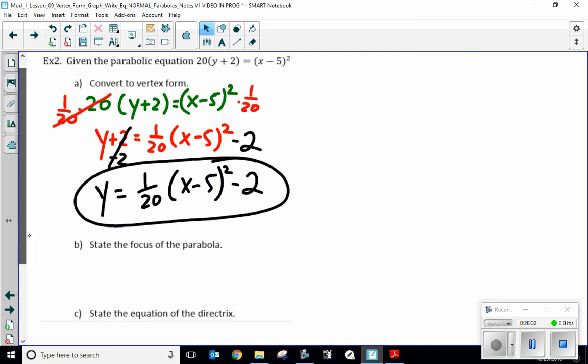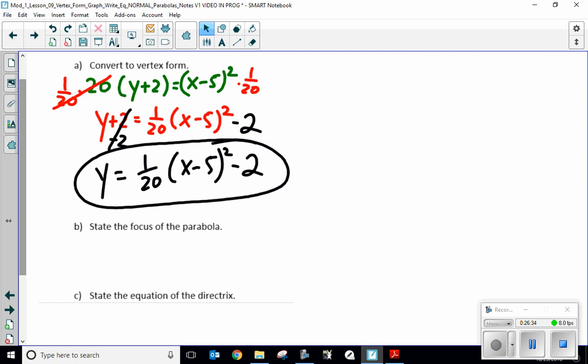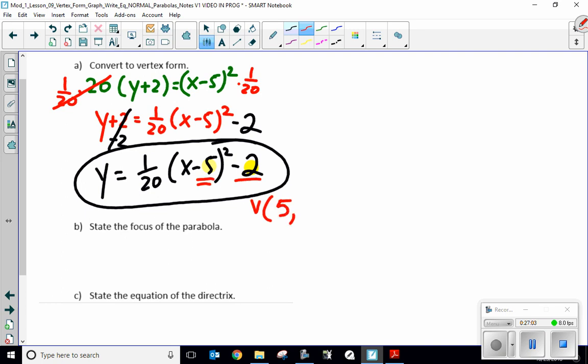Now, they ask us to state the focus of the parabola. They're not asking us for the vertex, but do we need to find it? We do. We need to find the vertex, which is easy, because that's going to help us find the focus and the directrix once we find our c value. So let's go here. My vertex, h and k. Remember, I need to flip this. It's positive 5, negative 2. That's my vertex.